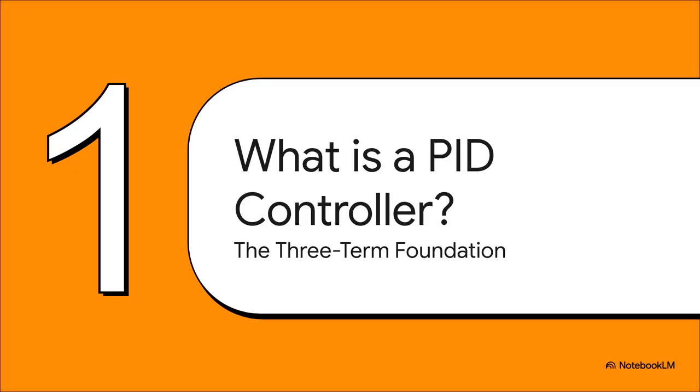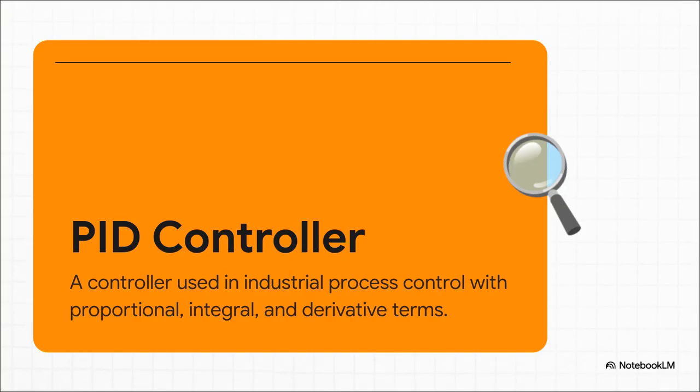Okay, first things first. What are we even talking about when we say PID controller? Let's lay that three-term foundation. At its core, you can think of a PID controller as a really smart thermostat. It's constantly looking at the error, that's the gap between what you want to happen and what's actually happening. Its entire reason for being is to make that error as close to zero as possible. The real magic, though, is in how it does that. It uses three different strategies: proportional, integral, and derivative.